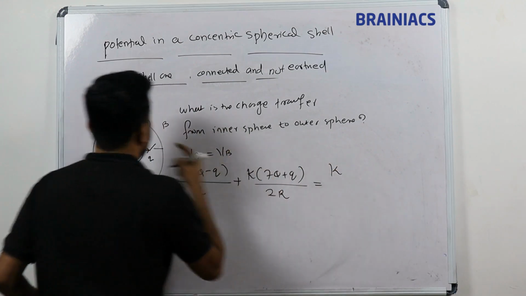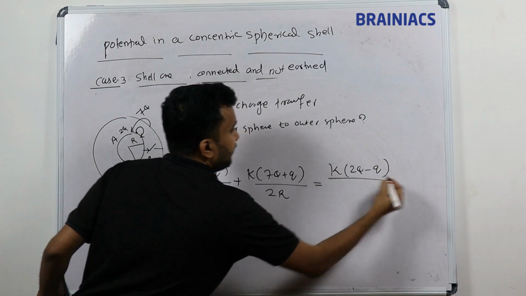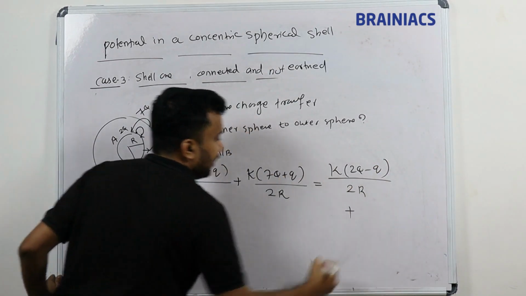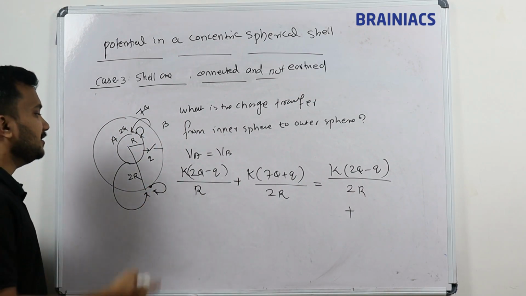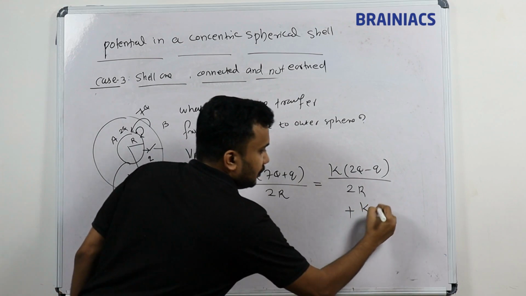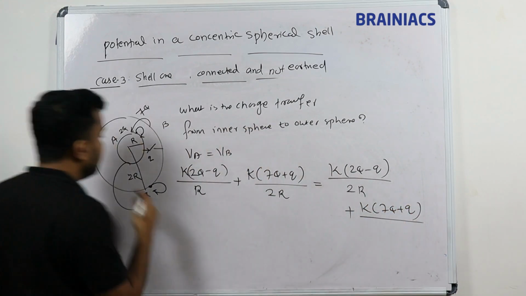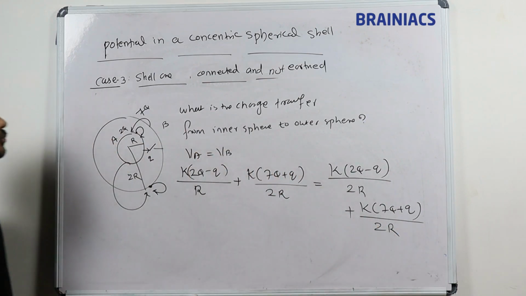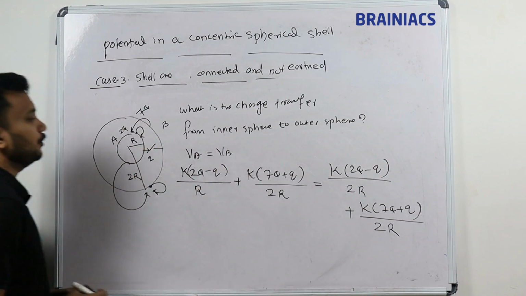Outside means K into the charge, 2q minus q, divided by, for outside, its radius 2r, plus, for B it is a surface point. So K into 7q plus q whole divided by, surface point means its radius is 2r. We have to equate this and find the answer for small q. That's what we are going to do.